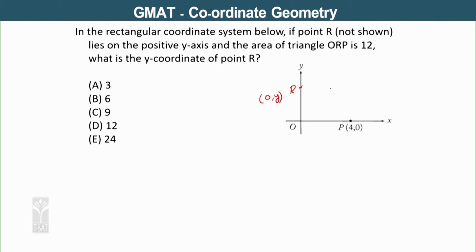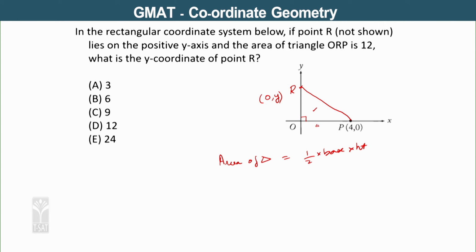Now, they are saying the area of the triangle ORP is 12. So, let us join this line first to make it a triangle ORP. They are saying the area of this triangle is equal to 12. And this angle is 90 degrees since the y axis and x axis cut each other at 90 degrees. Therefore, we know the area of a triangle is equal to half base times height. So, let us see the base, that is the distance of O to P, it is 4 units. It is given that P is (4, 0). The distance from O to P is 4 units.